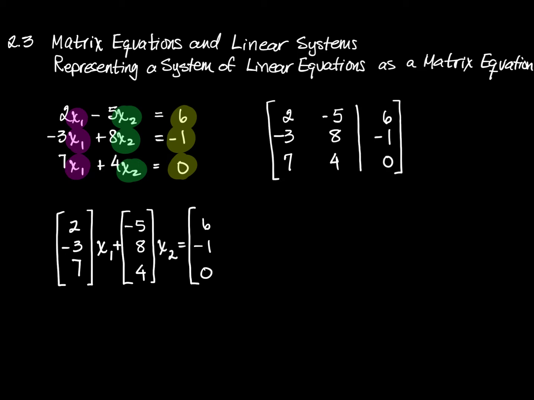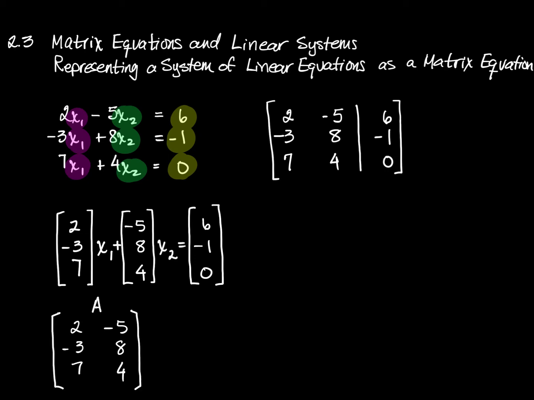Now, I'm going to ask you to trust me for a moment. I'm going to unmultiply two matrices together. The matrices that I'm going to unmultiply are the ones made of this column matrix and this column matrix. I'll rewrite that here: 2, -3, 7, and -5, 8, 4. And once I've done this, I'll show you that it's legitimate that I can do this in the first place. I'm going to call that matrix A.